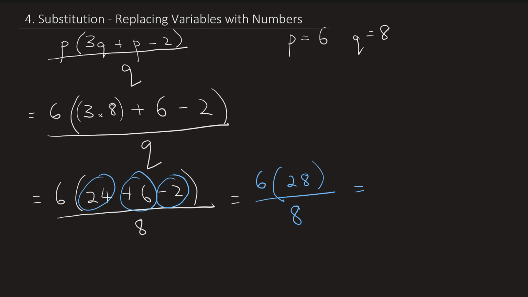Now I'm just going to do this longhand. Let me reduce this by dividing by 2. That's 3, 4, and I can reduce this again. That's 1 and 7. So 7 times 3 is 21.